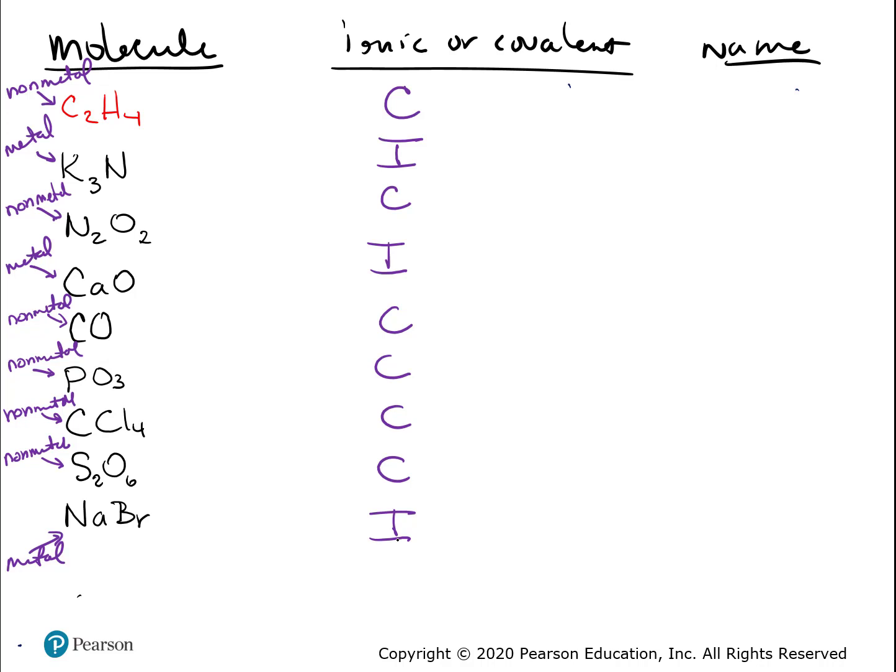Just look at the first word, or look at the first element in the formula. If it's a metal, it's ionic. If it's a non-metal, it's covalent. Okay? And 99.9% of the time you're right, unless you have ammonium. That's the only time that doesn't work.